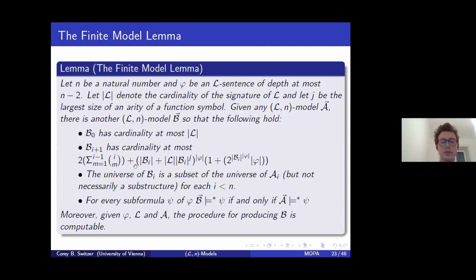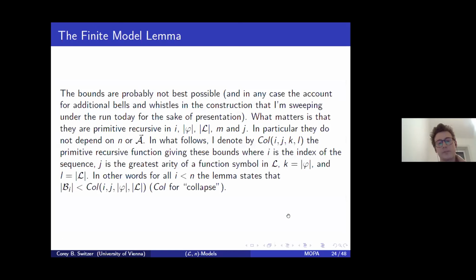And moreover, the way that we construct this B is such that if I know about phi and I know about L and I know about A, then I can compute B. Okay, and so these bounds are emphatically not best possible, especially so because in the actual proof in the paper, which I'm only just going to sketch here, for some other applications I'm not going to talk about right now, I add in some extra bells and whistles, which means I have to add in a couple more things, and then that changes the bounds. So, but in any case, I was very lazy with them because it doesn't really matter.